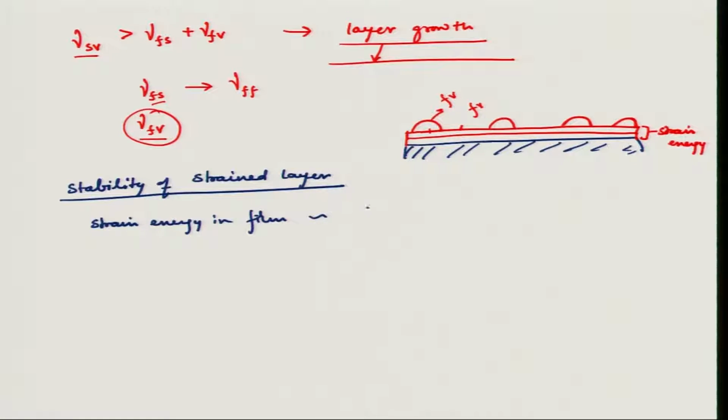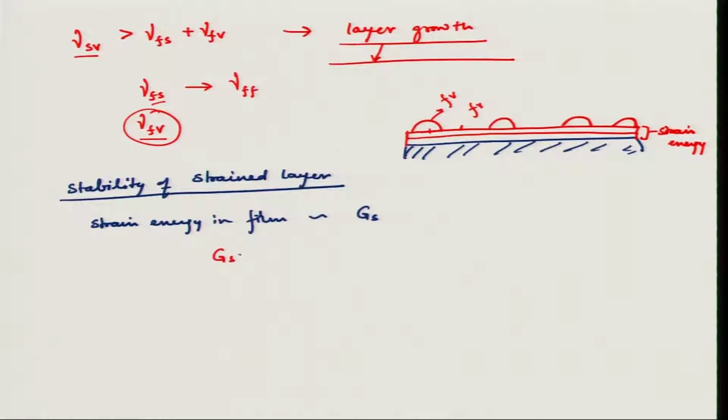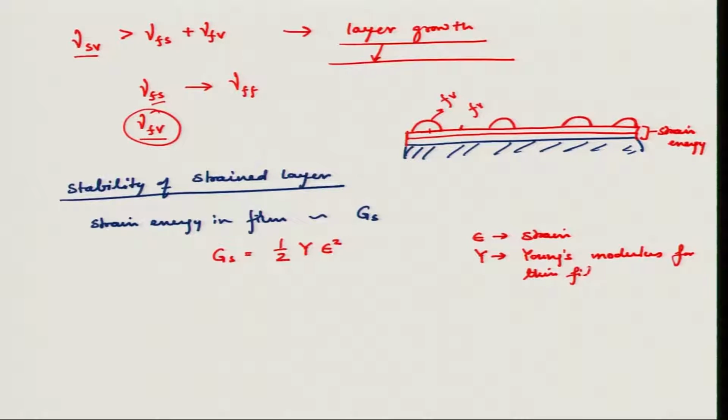we can write as Gs, where Gs would be equal to 1 by 2 Young's modulus times the strain squared. Here epsilon is the strain and this is Young's modulus for the thin film. Okay. So, this will be my strain energy.